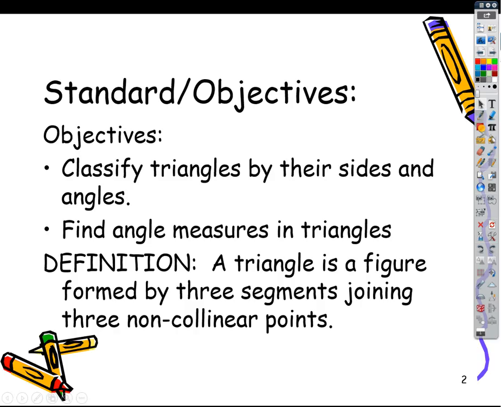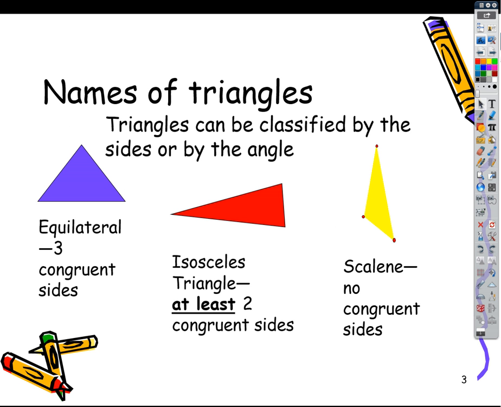Definition, this is pretty straightforward. A triangle is just a figure that has obviously three sides, right? It's formed by three segments that we call the sides of the triangle that join three non-collinear points. Anybody remember what we call those points, the corners of the triangle? Vertices. Yeah. One of them is a vertex. Plural of vertex is vertices, right? Okay, so let's look at how we could classify triangles by sides.